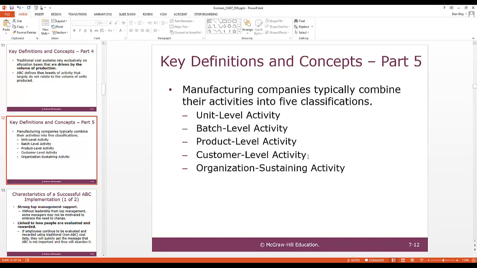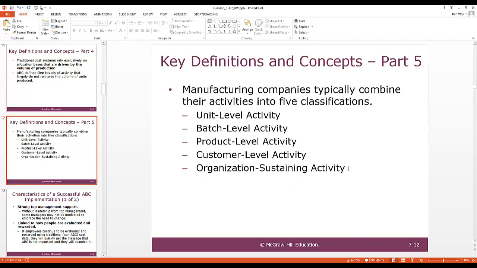Similarly, a customer level activity is incurred at the customer level. So if we are making follow-up calls to test customer satisfaction, we're going to say that the cost of that satisfaction survey that we're calling to perform is executed once per customer. So it doesn't matter how many products that customer has purchased, how many units they purchased, and so on. Just the fact that they're a customer means we're going to incur that cost one time to contact them.